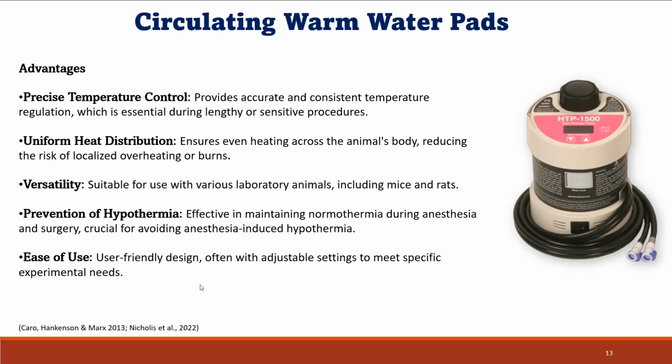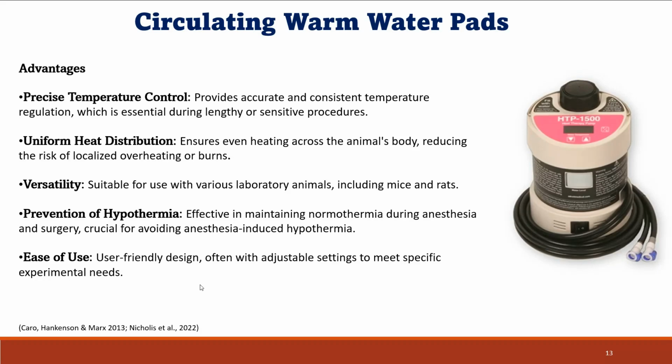Next is the circulating warm water pads. The advantage of these pads is that they have precise temperature control, so as to provide accurate temperature and maintain the animal at a consistent body temperature, which is set throughout the anesthesia period. They also offer uniform heat distribution because of the warm water that is circulated within the pads. These can be used for various animals based on their size and species. For example, large-sized rats can also be used.